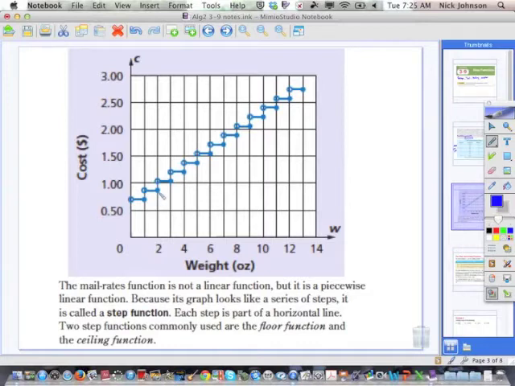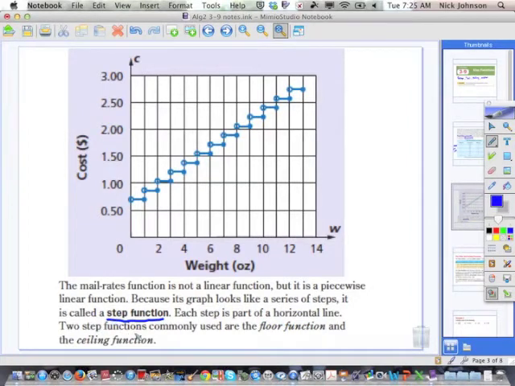The moment it gets past 2 ounces, you are now at 17 cents plus 87, which would be roughly $1.04, right? Which is right here. You pay $1.04 all the way until you get to 3 ounces. The moment it gets past 3 ounces, it jumps up. So on and so forth. This keeps on going forever. It says the mail rate function is not a linear function, but it is a piecewise linear function. Because its graph looks like a series of steps, we call this a step function. Each step is part of a horizontal line.